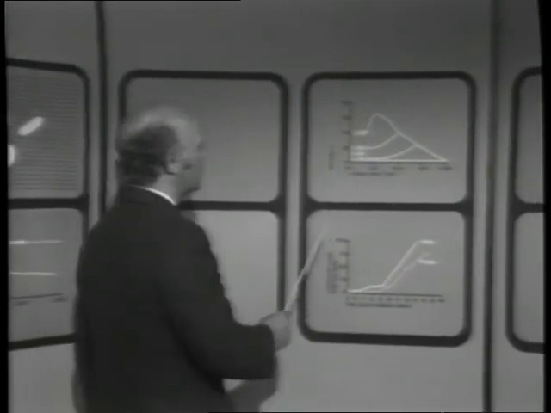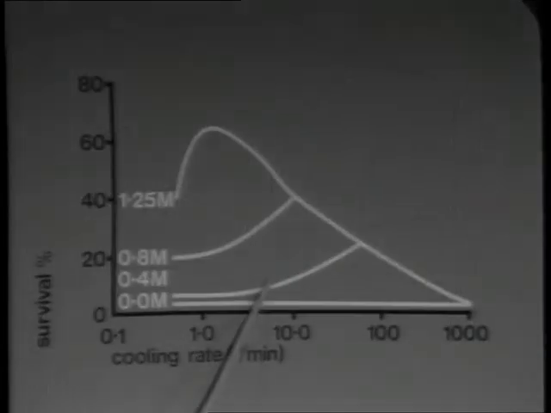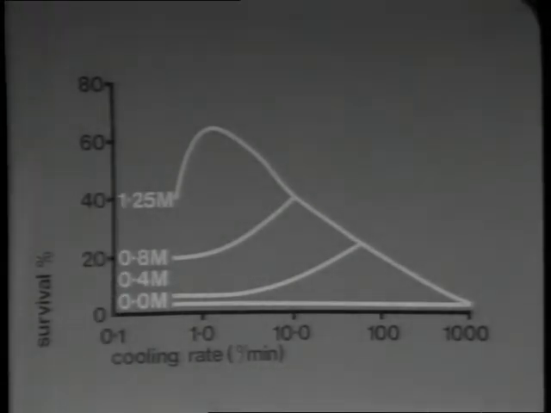It was found by Barnes and Loutit in the 1950s that the hematopoietic cells of the mouse could be preserved by a technique very similar to that now used for red cells. I have over here a graph which shows the survival of hematopoietic cells from the mouse at different cooling rates and in different concentrations of glycerol.